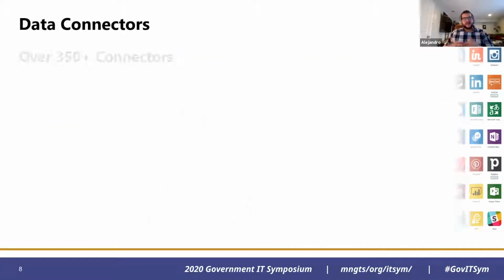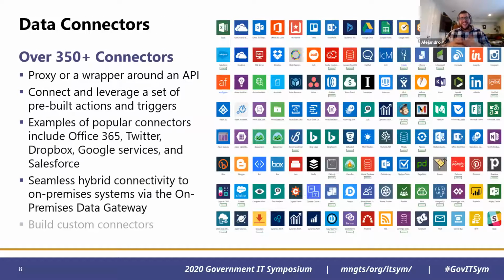So let's talk about connectors. Today, Microsoft has over 350 connectors which can be used with the Power Platform. A connector is a proxy or a wrapper around an API that allows the underlying service to talk to the platform. It provides a way for users to connect their accounts and leverage a set of pre-built actions and triggers to build their applications and workflows. Examples of this can be Office 365, Twitter, Google services, Salesforce, and DocuSign.